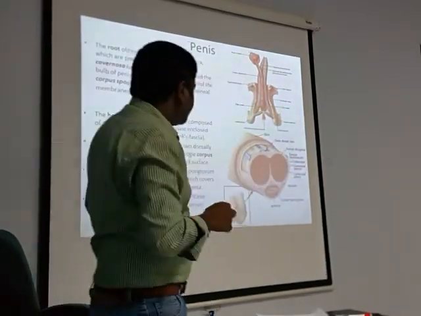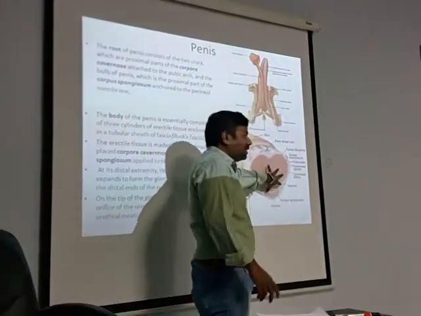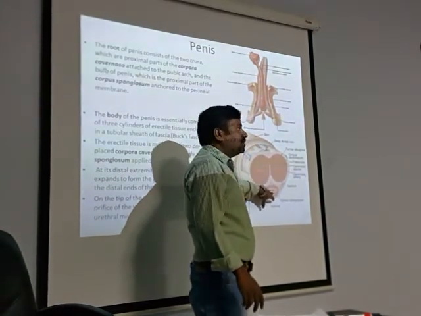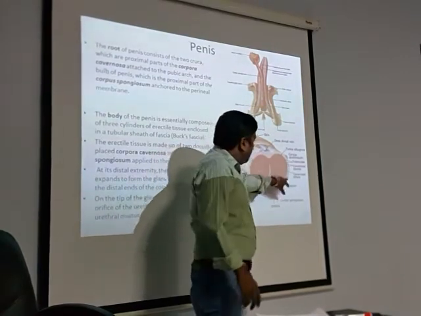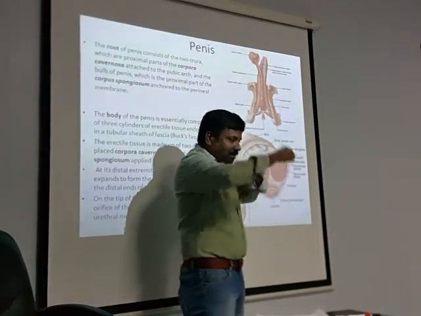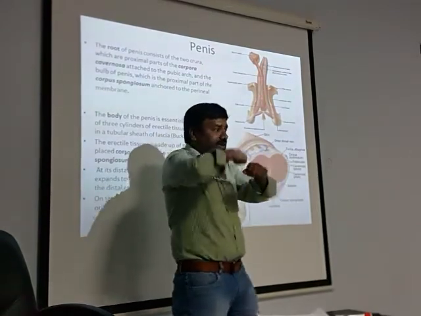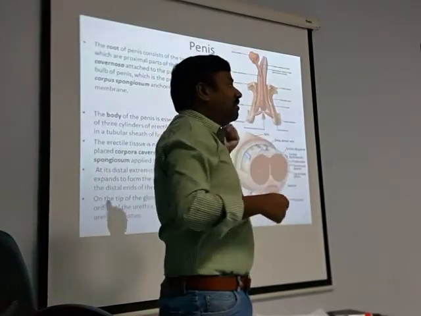Okay? So you have 3 cylinders. The structure of the penis consists of 3 cylinders, 2 corpora cavernosa on the dorsal side and 1 corpus spongiosum on the ventral side, which contains the urethra. All these 3 cylinders are enveloped or covered or enclosed by the deep fascia. The fascia which covers these 3 cylinders is called the Buck's fascia.